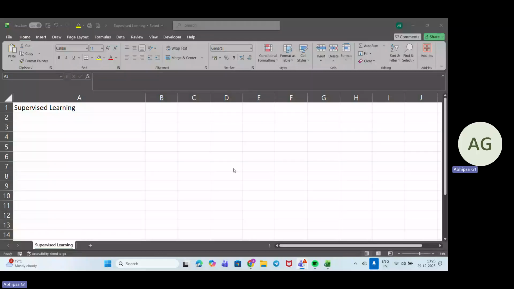So before that, let me share my screen. Yeah. Hopefully, my screen is visible to you, you are able to view what is there on my screen, and also my voice is audible to you.